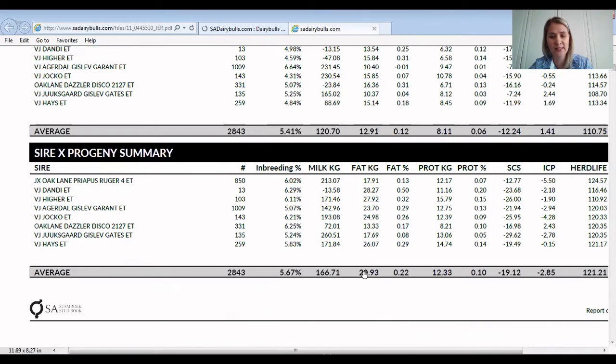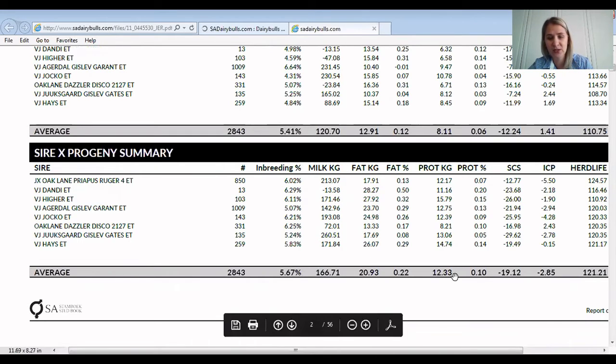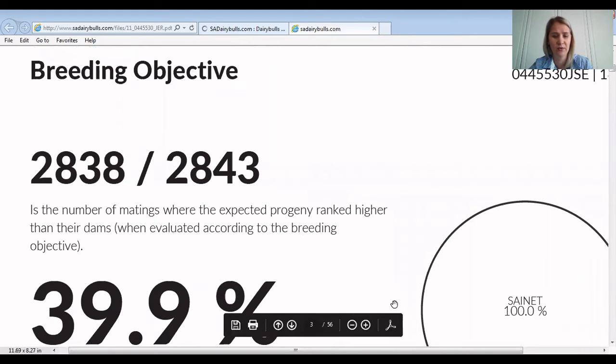Butterfat would go up to 20. Protein percentage also goes up, as well as a decrease in somatic cell counts and intercalving period. Intercalving period is quite nice because it went to a negative compared to a positive over here. And our breeding objective increases from 110 to 121. So that would be the increase that we would receive over there.